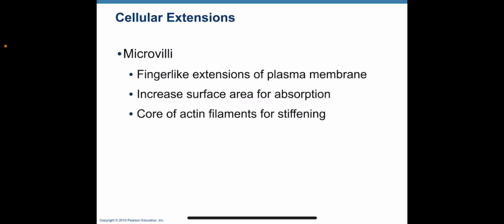Microvilli are another smaller form of cilia. They're finger-like extensions of that plasma membrane again. They are specifically used to increase surface area for absorption, and the core of them are actin filaments, and they use these to stiffen straight up to provide that increase in surface area.